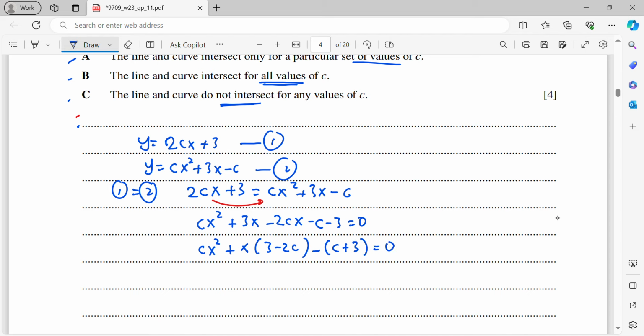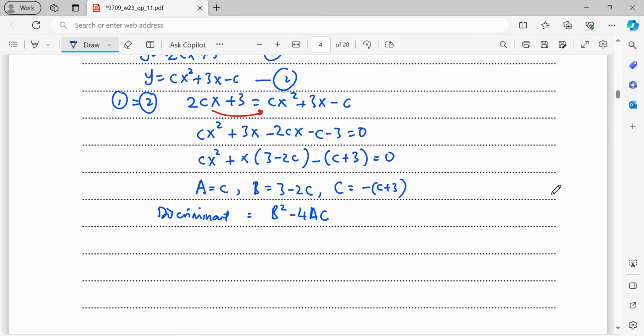Now the discriminant is basically b squared minus 4ac. Since there is a c here, I will write my a is c, my b is 3 minus 2c, and my capital C is negative of (c plus 3). So the discriminant equals b squared minus 4ac. Now replace the terms: (3 minus 2c) squared minus 4 times a, which is c, times capital C, which is negative of (c plus 3). Then from here, I will do the expansion.